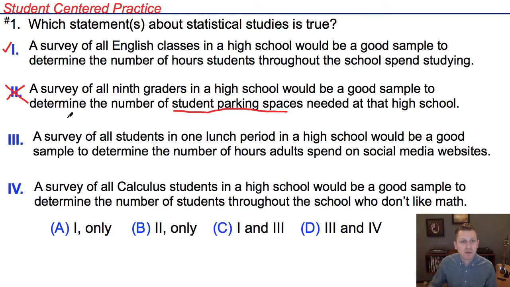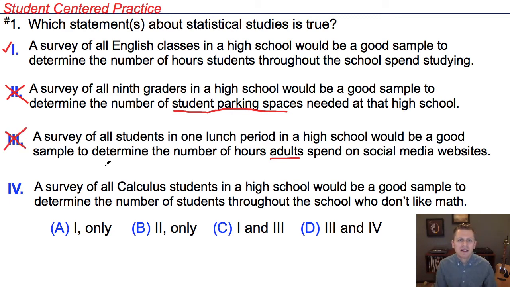Let's look at Roman numeral 3. A survey of all students in one lunch period in a high school would be a good sample to determine the number of hours adults spend on social media. In this case, the population that we want information about is adults on social media. So why would the sample be students in a cafeteria?